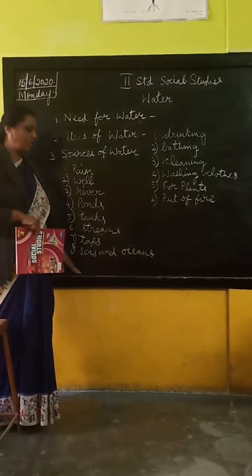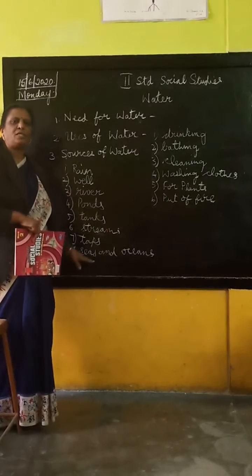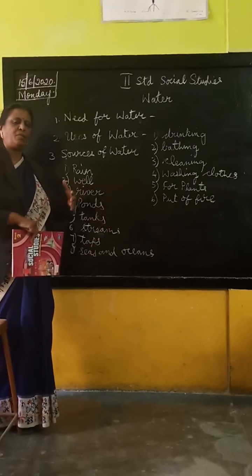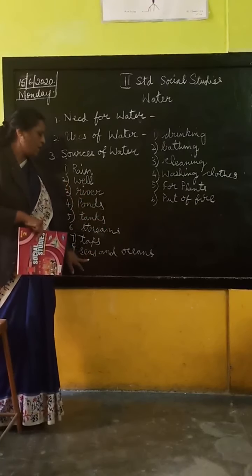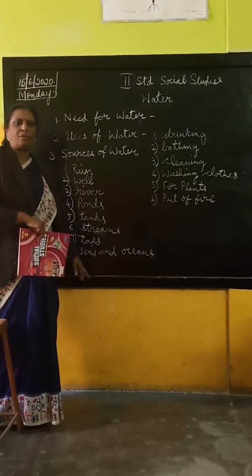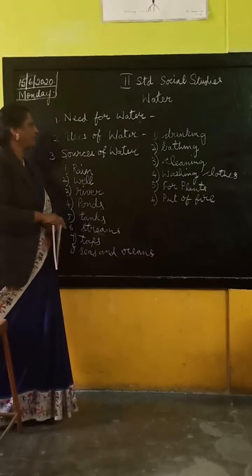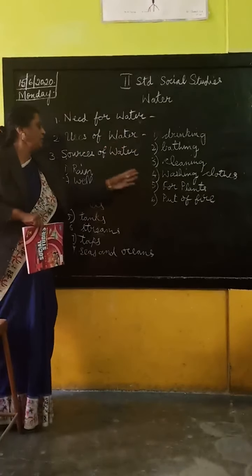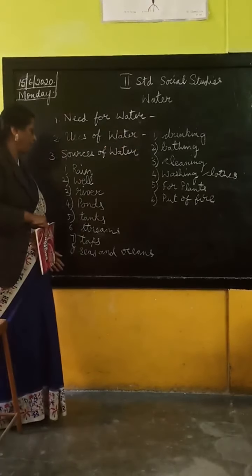How can we drink this water? We have to sterilize this water. We have to boil the water and make steam, and so many processes have to be done, and then only can this water be used. So these are the sources of water.